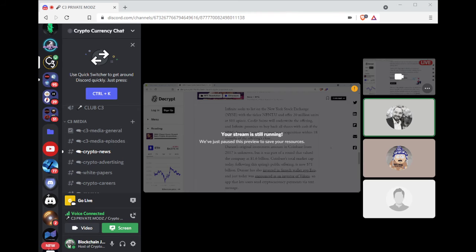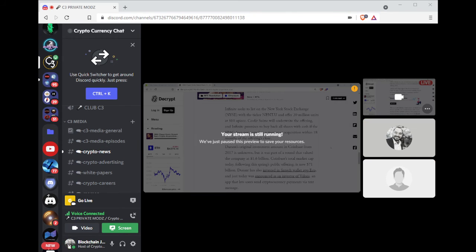Representatives Tom Emmer and Darren Soto, two of the most active leaders of the Congressional Blockchain Caucus, today sent a letter to Securities and Exchange Commission Chairman Gary Gensler about an issue on every crypto investor's mind. Their question: when moon?